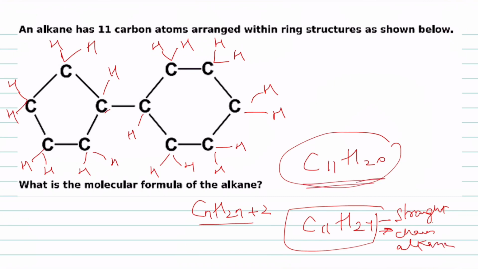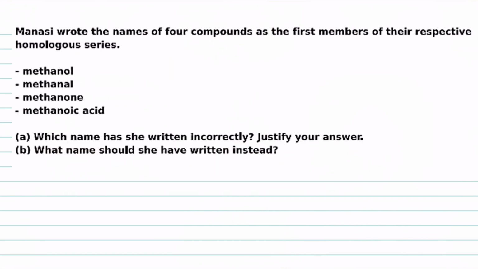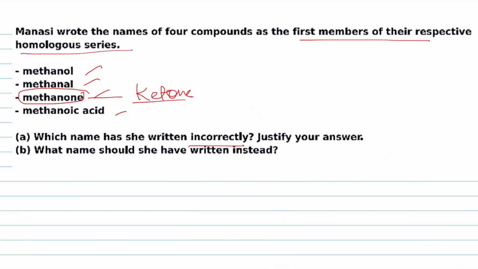And this is not straight chain, right? Okay, moving on. Mansi wrote the names of 4 compounds as the first members of their respective homologous series: methanol, methanal, methanone, and methanoic acid. Which name has she written incorrectly? Justify your answer. So methanol is present, methanal is present, even methanoic acid is present. But methanone, which is a ketone, is not possible.